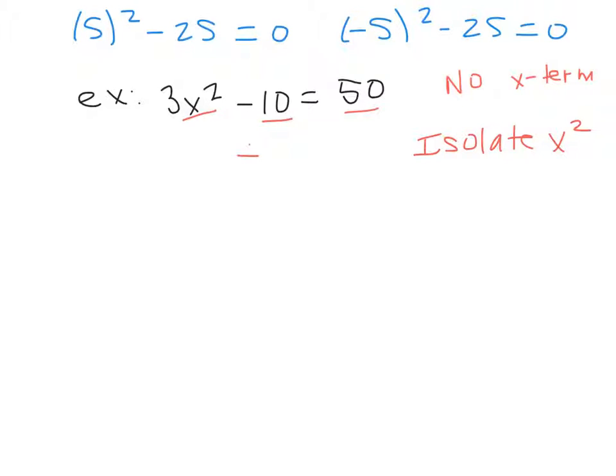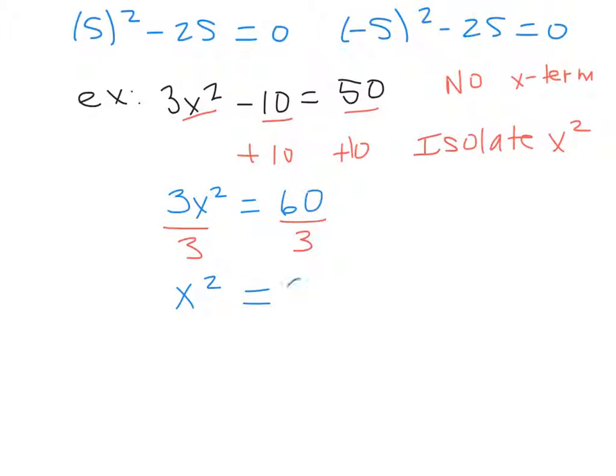Okay, so it's like we're solving for x squared. So we're going to add 10 to both sides to start off with. All right, so we get 3x squared equals 60. And now to get x squared by itself, we divide by 3 on both sides, and we get x squared equals 60 divided by 3, which is 20.